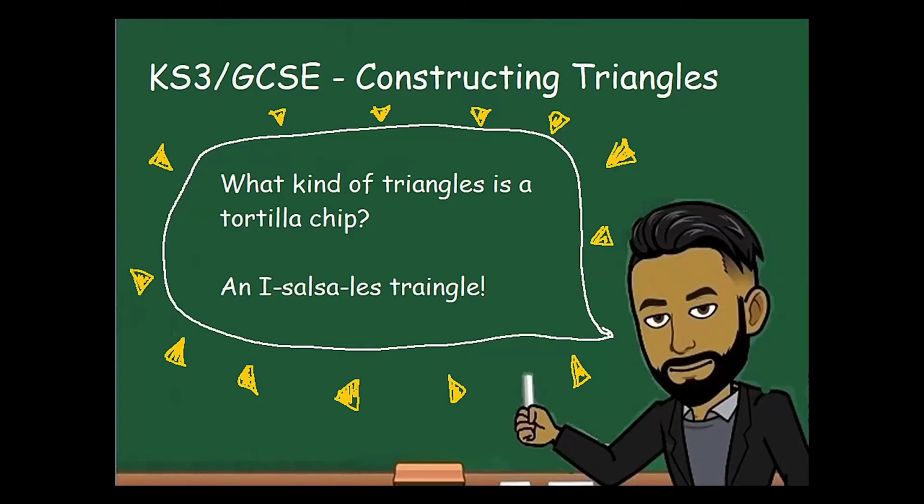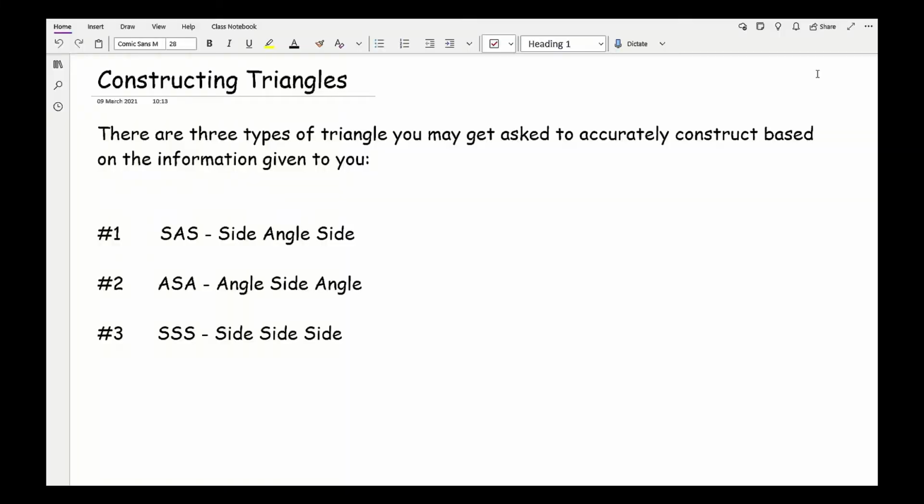So in this video looking at construction, we'll be focusing on how to construct triangles. Now there are three types of triangle you may get asked to accurately construct based on the information given to you. So the first thing you need to do, when you're given a question of constructing a triangle, is establish which of these triangles it's going to be.